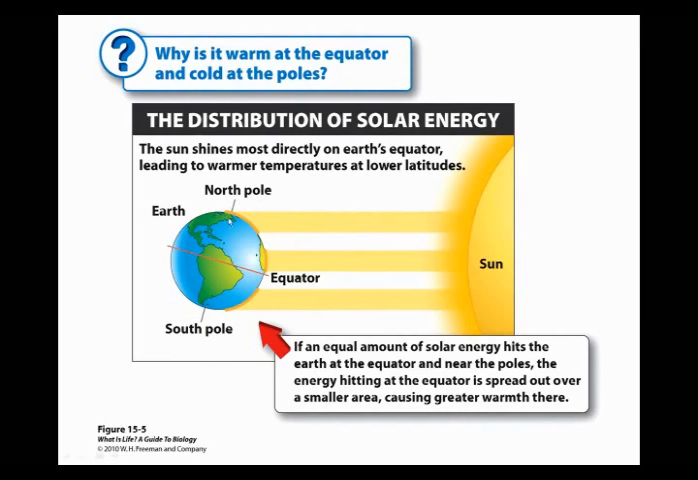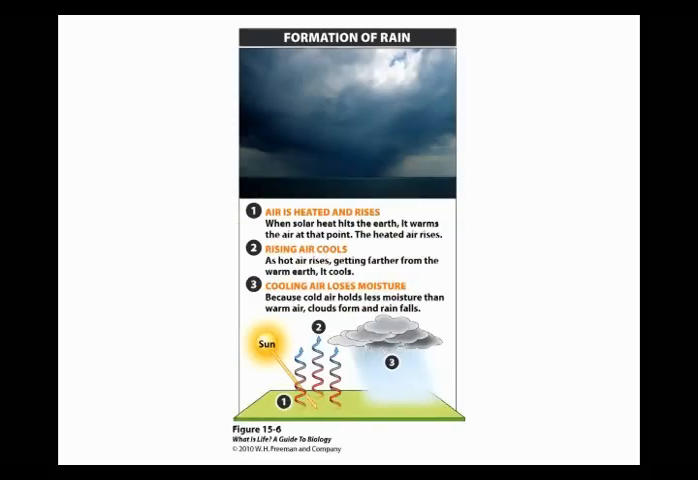So here at the North Pole, the Earth's rays are spread out, and so the amount of solar energy hits the Earth at the equator, and then the amount that's spread out at the poles is going to affect the distribution of that solar energy and lead to warmer temperatures at the equator and cooler temperatures at the pole. So that is also then going to affect the formation of rain.